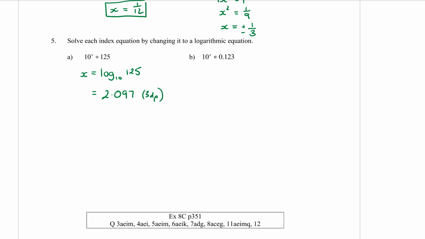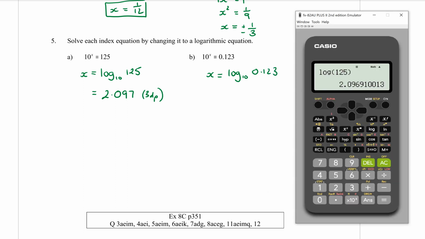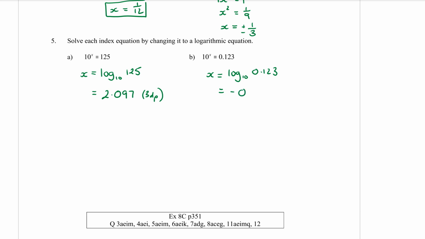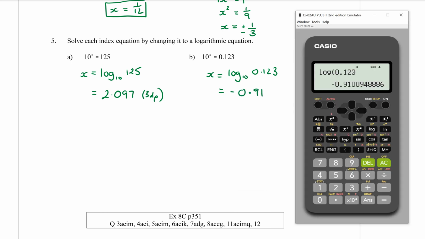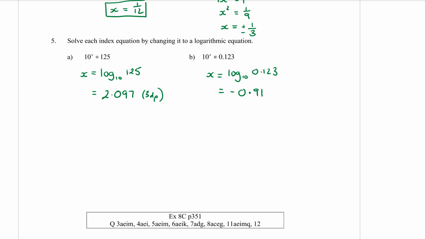Let's try that again. The x is going to stay on the left-hand side. The base 10 slides across to the other side. Log base 10 of 0.123. And again, base 10 is one that we can do on our calculator. So log of 0.123 is -0.91. Okay, and that's it. You need to work on exercise 8C.